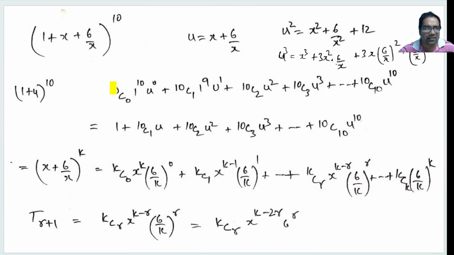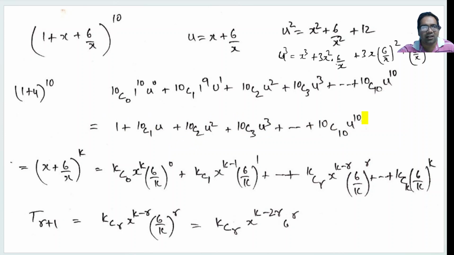What does it say? 10C0 1^10 u^0, 10C1 1^9 u^1, 10C2 1^8 u^2, likewise. The powers of 1 you can ignore. So 10C0 is 1, 1 into 1 into 1, and u^0 is also 1. So this becomes 1 + 10C1 u + 10C2 u^2 + 10C3 u^3, likewise up to 10C10 u^10.